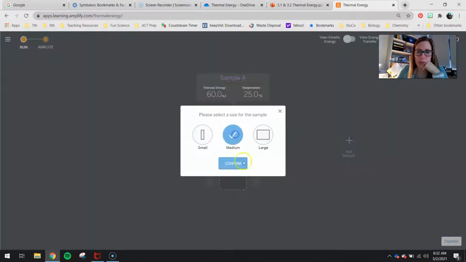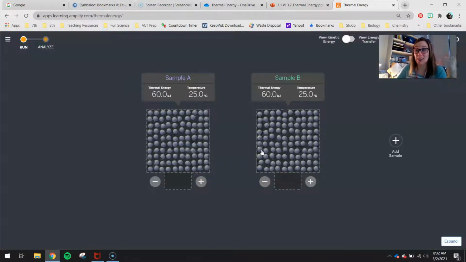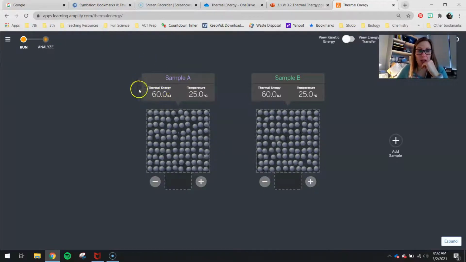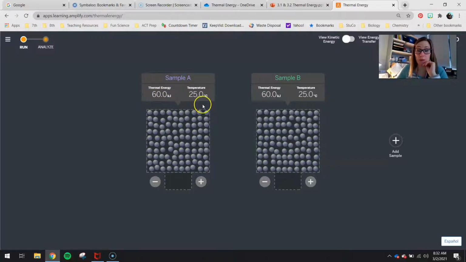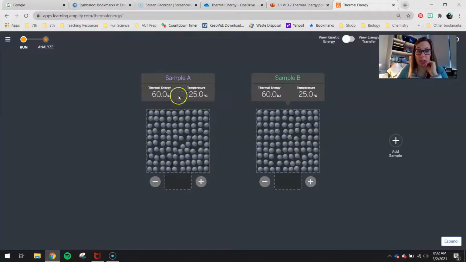So you're gonna have two samples. You guys will choose what size you do. That's up to you, and that is key to this. So you guys really need to think about which size is appropriate to make this happen. You guys will be looking right here at thermal energy. So remember, this is our total kinetic energy for all the molecules in that sample, and temperature, okay? So these two here, so you want a cooler sample.